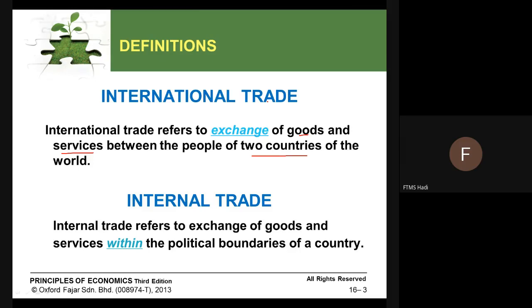There is a difference between international trade and internal trade. Internal trade means trade within the political boundaries of a country. That means inside the country only, state by state. For example, Johor trades with Selangor, Selangor trades with Perlis, and Perlis trades with Terengganu, and so on. That is internal trade, an exchange of goods and services.